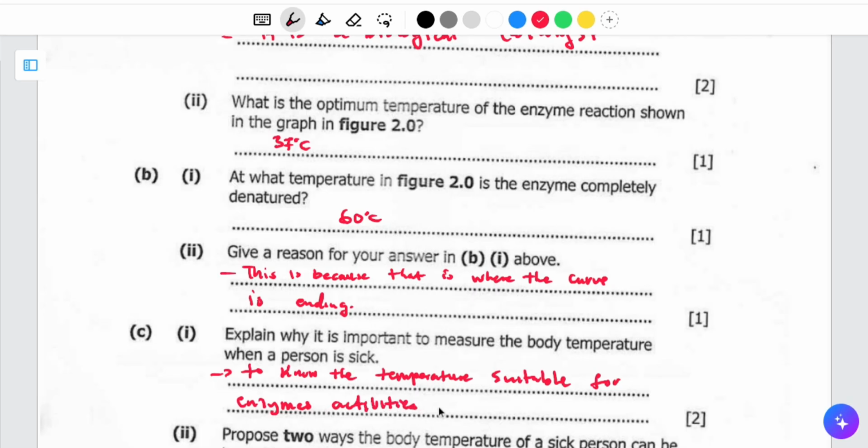Then apart from that, it is very important to measure the temperature for diagnosis. What I mean about diagnosis is that when the temperature is high, you are going to suspect that someone has a certain disease. For example, if someone has a fever, you may say this one has malaria or other diseases. So you can say for diagnosis.